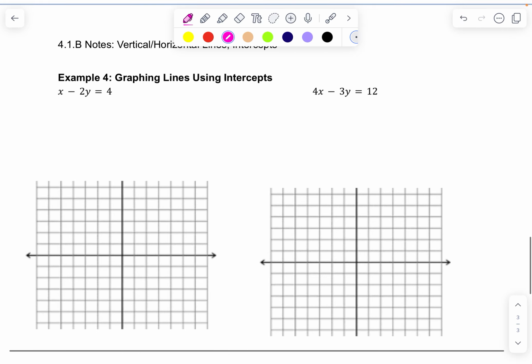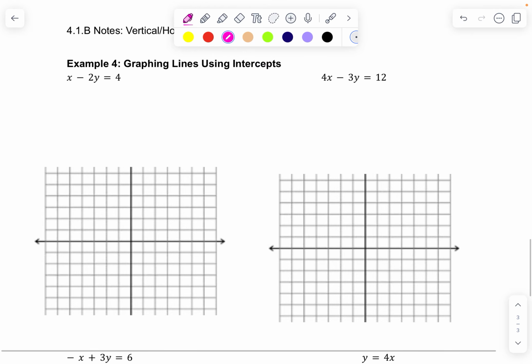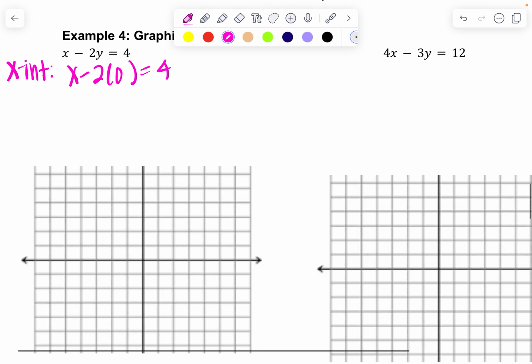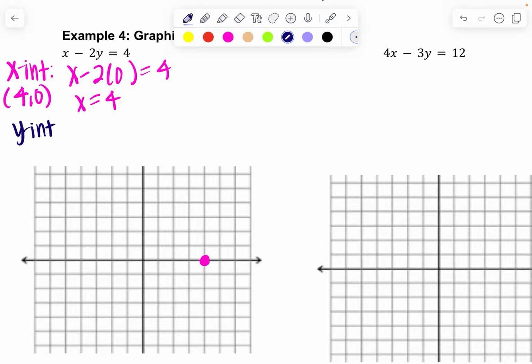The last thing we're going to do is graph using intercepts. So first we find the intercepts, we put them on the graph, and then we just connect those to make our line. So our x-intercept then, x minus 2 times 0 is 4. Well, 2 times 0 is just 0. So we get x equals 4. So I know I have a point at (4, 0). There's my x-intercept.